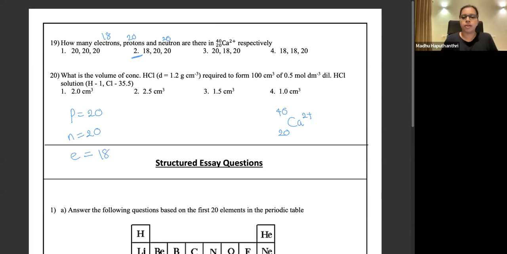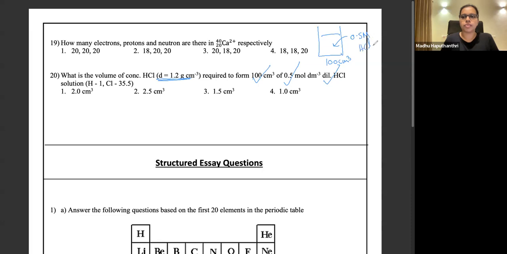Right, that is a simple one. We'll go to 20th. What is the volume of conc HCl? Density is given. Required to form 100 centimeter cube of 0.5 molar dilute HCl solution. So you want to form 100 centimeter cube. Concentration is 0.5 molar HCl solution.